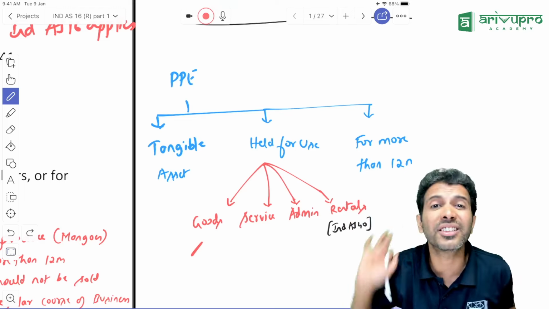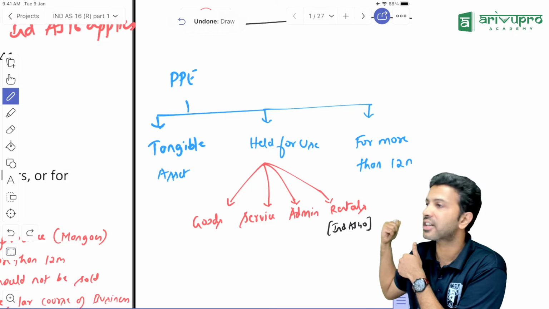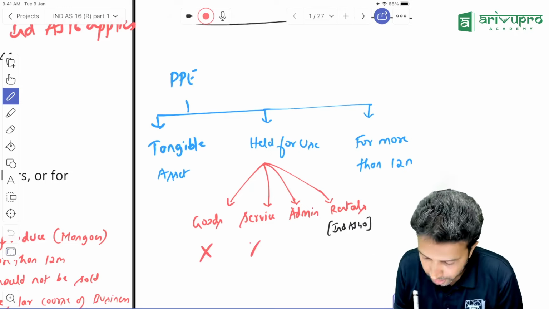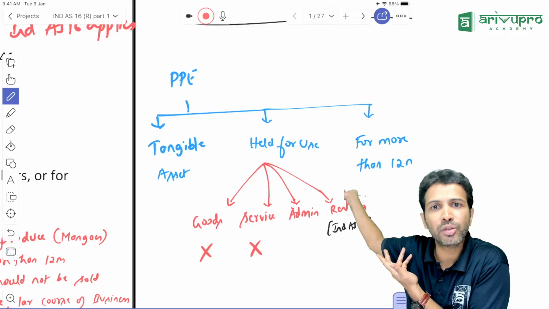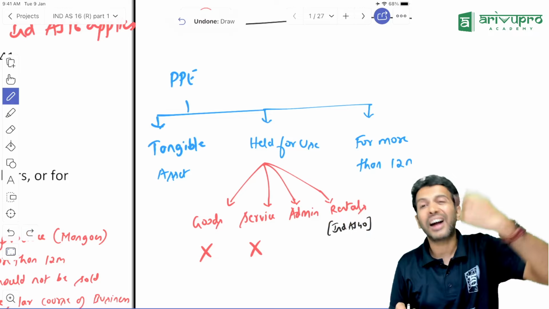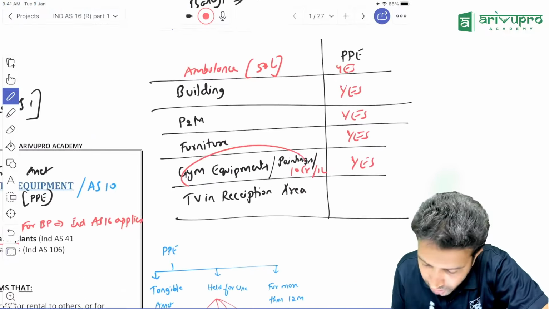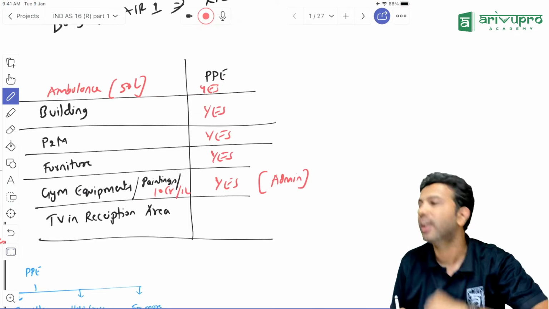We have installed an AC in the receptionist area. Am I rendering any service in the receptionist area? No. Obviously, I can't give any goods because I'm a service industry. Since I've installed AC in the receptionist area, am I using that to give any service? No. But they are necessary for what purpose? Administering your business. That means all of this, whatever we told, everything is PP, and it will come under which category? Administrative purpose.